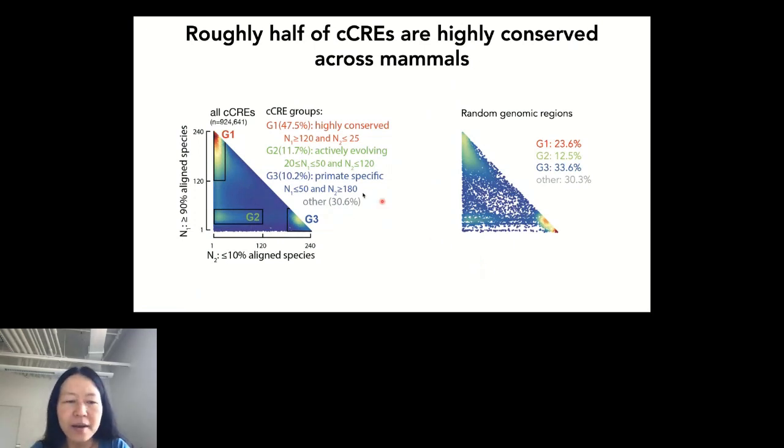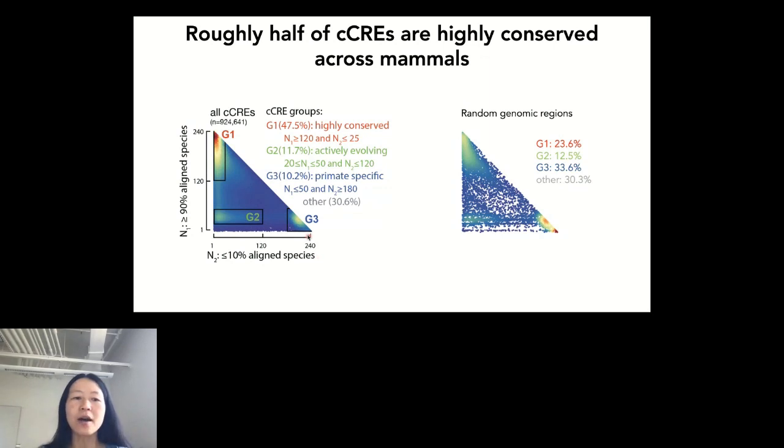So we delved in and made this heat map. We looked at each cCRE. Remember, a cCRE is 300 base pairs long. We counted out of the 300 base pairs what percentage of these 300 base pairs can be aligned to another mammalian genome. And then we counted the species that will be able to align more than 90% of these positions. Okay, that's the y-axis. And then we counted how many species really cannot align, so less than 10% of the positions are aligned, in N2 number of genomes.